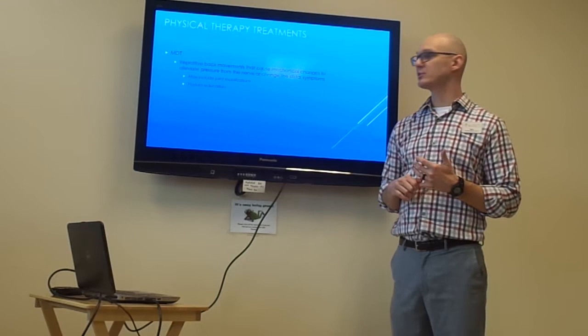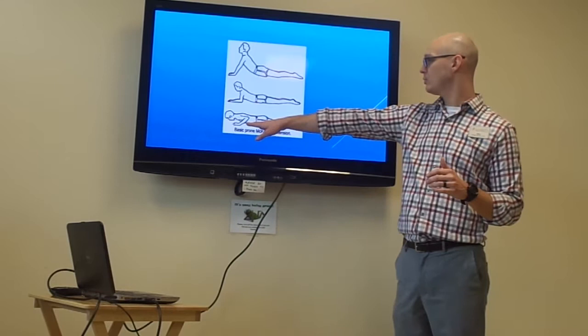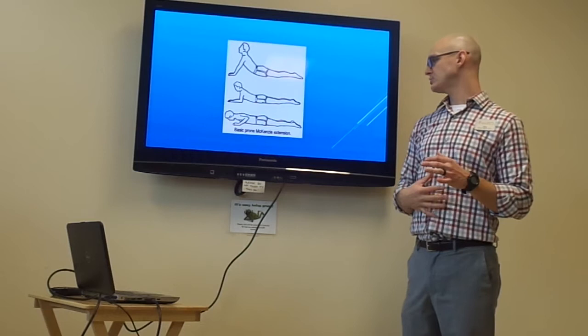So the common exercise that we get people to do is lying on their stomach at first, and that is just a gentle beginning stage of lumbar extension, which would be the motion going backwards.